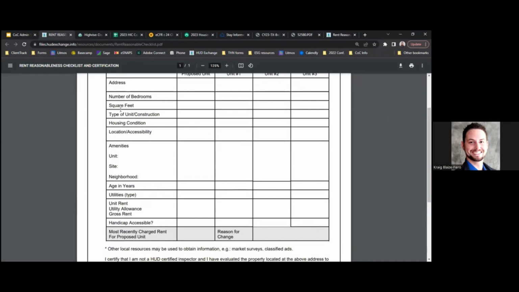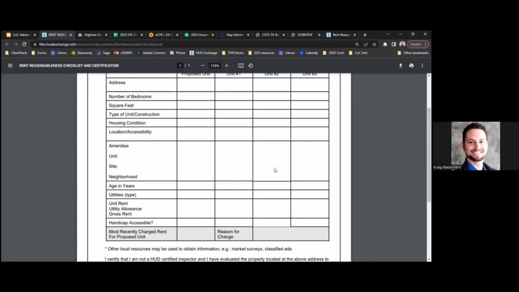Comparable units don't necessarily have to be identical across all these categories, but they should be broadly similar. If you have one unit that's 750 square feet and one that's 800 square feet, that's not a big deal, but try to make sure they're as similar as possible. So you write the address of where the unit's located, the size of the unit in bedrooms, square feet, and the type of unit. Is it an apartment building? Is it a single family home? Is it a duplex? The housing condition, location, and any amenities.